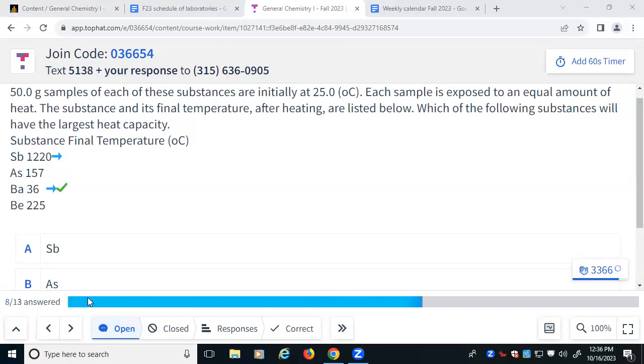Barium only changed by 11 degrees. All the other ones changed by more than 100 degrees. So we added a decent amount of energy to them. But barium changed the least.